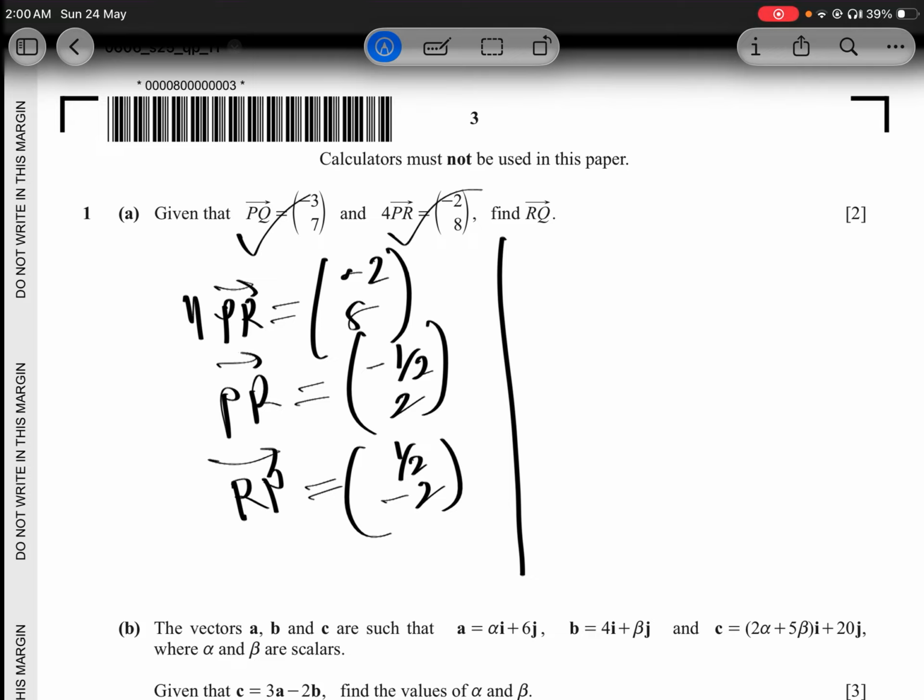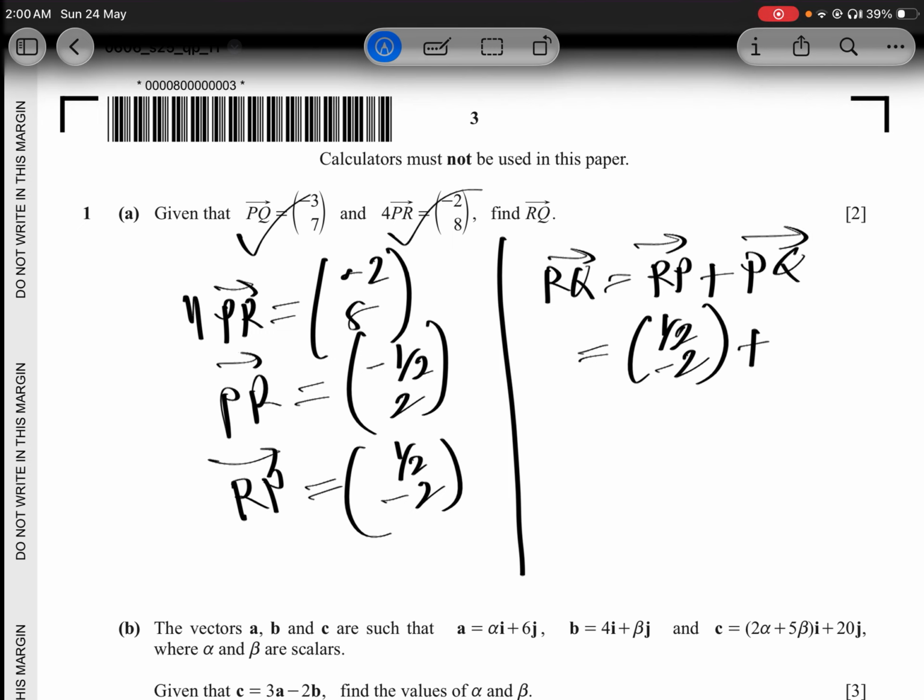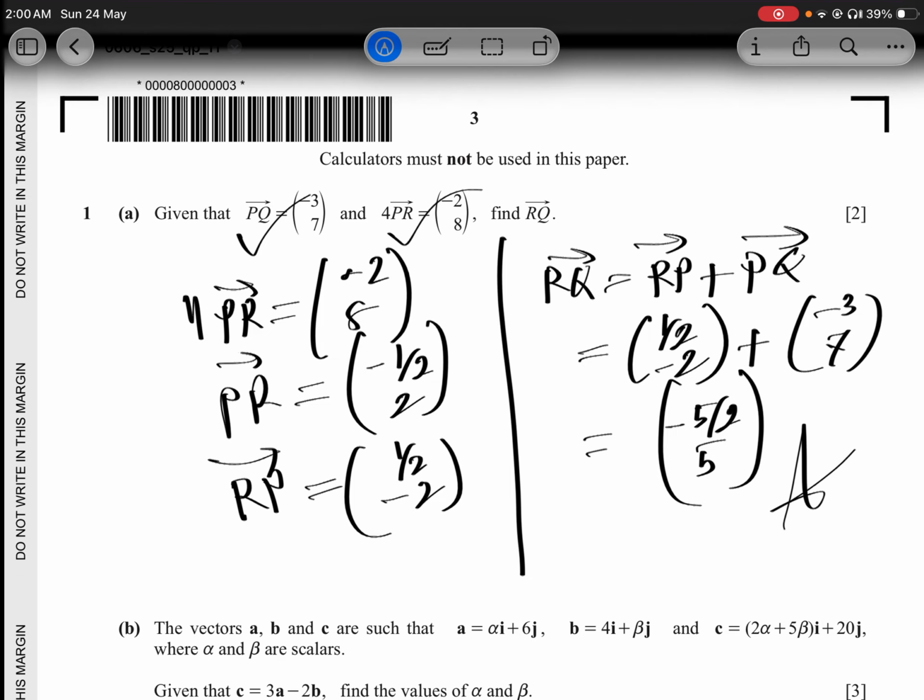First thing first. Okay. Now RQ can be written as RP plus PQ. Okay, so RP is half and minus 2 plus PQ is given as minus 3, 7. So I can add and it will become minus 5 by 2, 5. Yeah, this should be the answer.